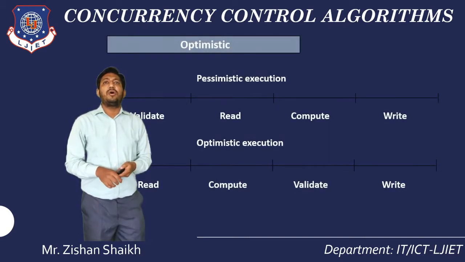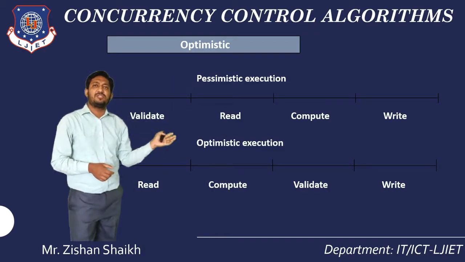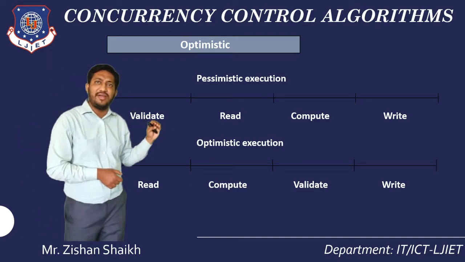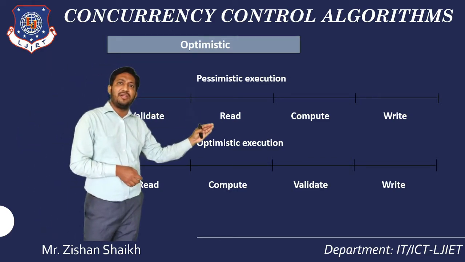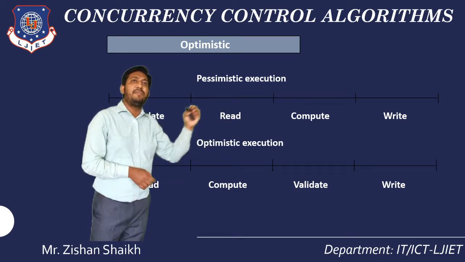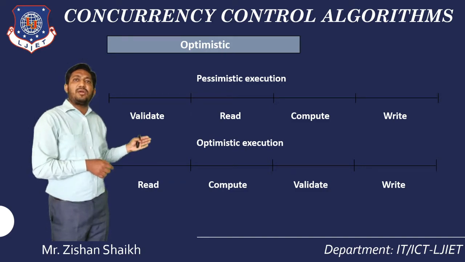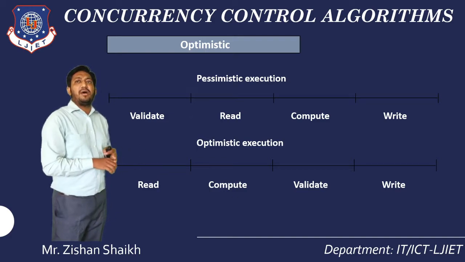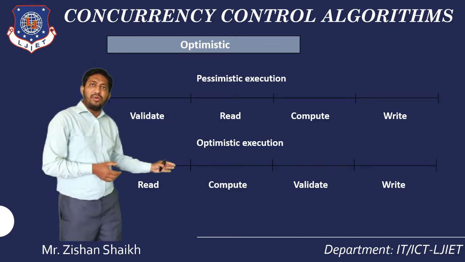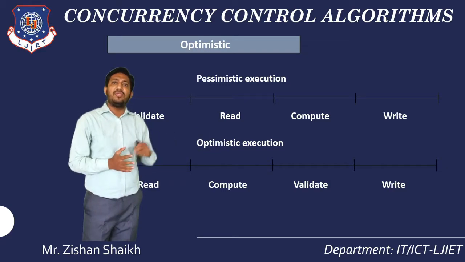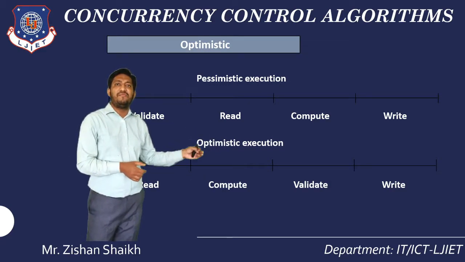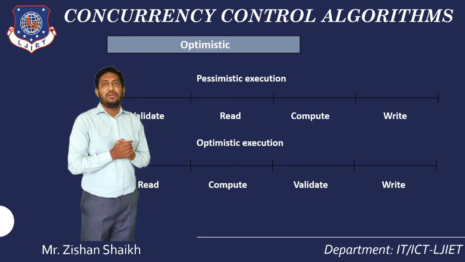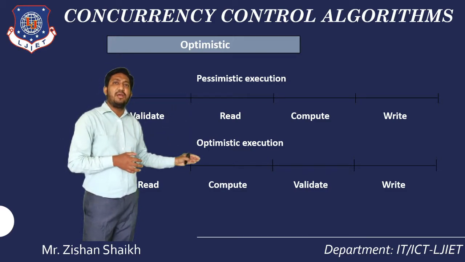When we are talking about the optimistic algorithm, first we have to understand the difference between optimistic and pessimistic. In the pessimistic algorithm, first it validates the particular condition, then reads, then computes the operation, and last it performs the write operation. In the optimistic algorithm, first it reads the required data, then computes, and then validates. So before the final commit, it will validate. Before that, it allows the transaction to compute its operation. So this is the basic difference between pessimistic and optimistic.